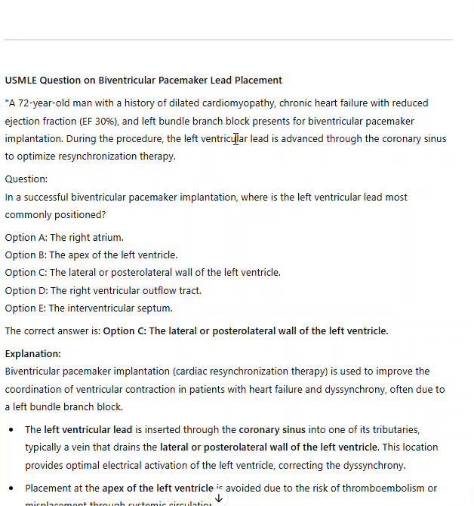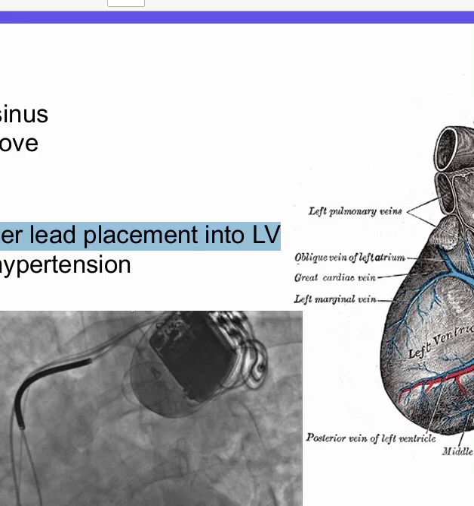Question: in a successful biventricular pacemaker implantation, where is the left ventricular lead most commonly positioned? Option A, the right atrium. Option B, the apex of the left ventricle. Option C, the lateral or posterolateral wall of the left ventricle. Option D, the right ventricular outflow tract. Option E, the interventricular septum.